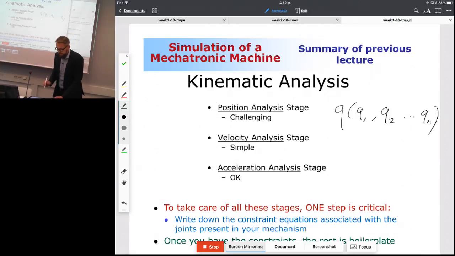In the second step, we have to solve the velocity. The velocity is this one here, q dot, the velocity of generalized coordinates. So once you know that, then you know the velocity of your system.